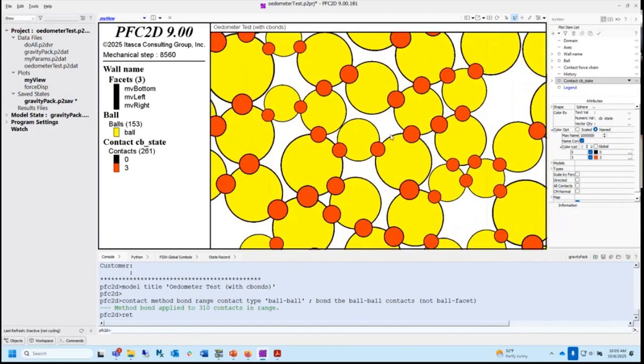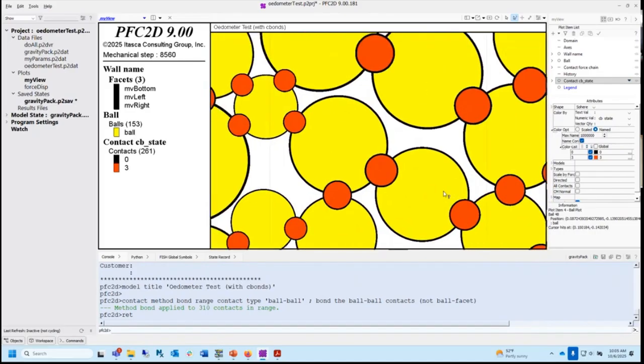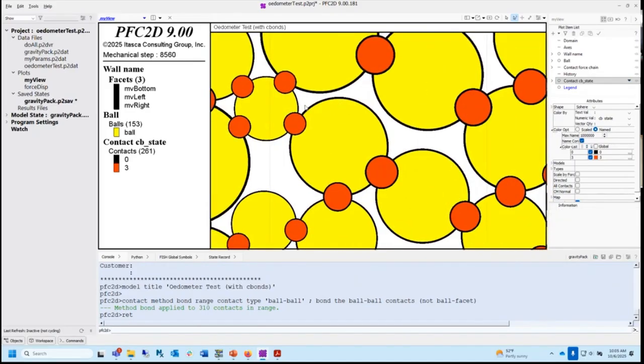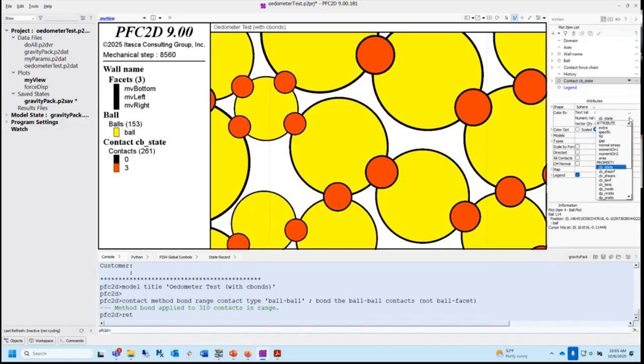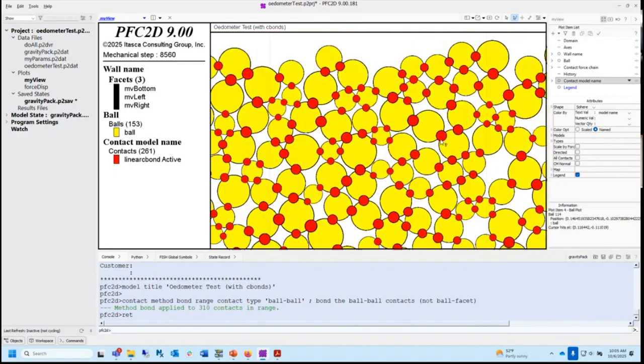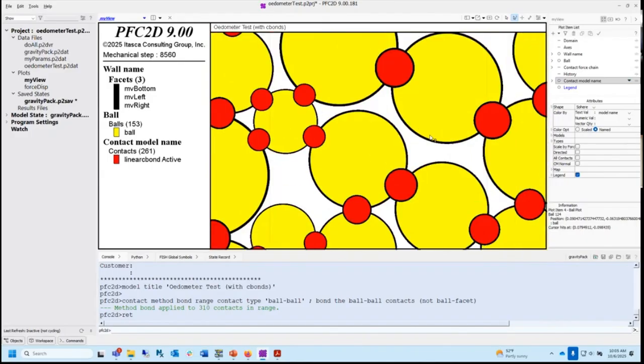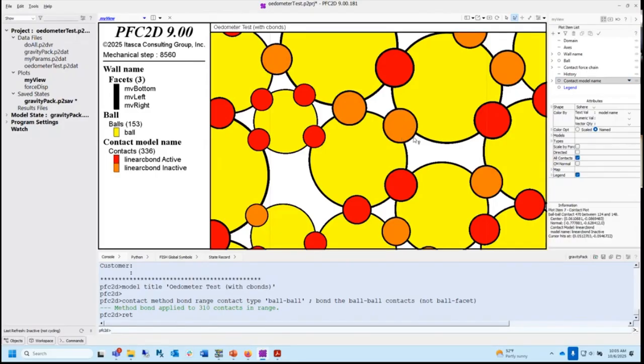Now, look at this. Like, let's look at this guy here. So let's not look at the state. Let's look at linear C-bond active. They're active if they're overlapping. What if we show all? Oh, this is linear C-bond inactive. Remember this? There can still be contact bonds, but they're not touching yet. So that means this guy is sitting there and there's not a gap.